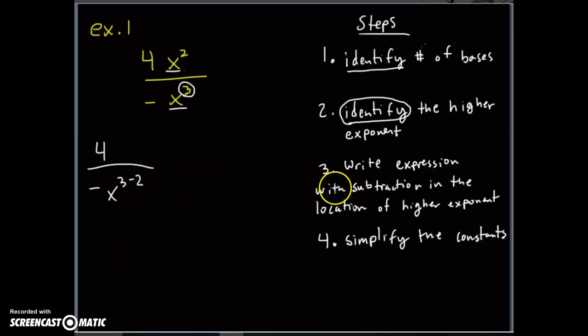And you're probably wondering why this third step, why we're writing it in the denominator, not the numerator. Essentially, when we write it in the location of the higher exponent, we're saving ourselves a step because we won't have to convert a negative exponent. I'll show you what I mean. So we could write this in the numerator. We could write 4x to the second minus the third over a negative 1.